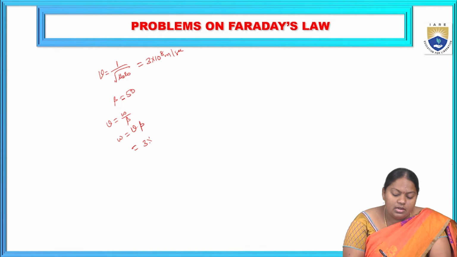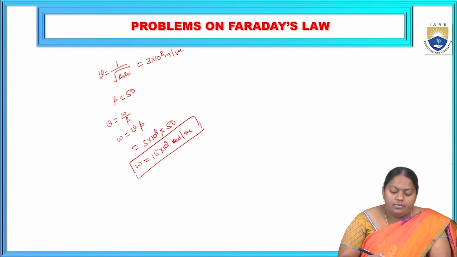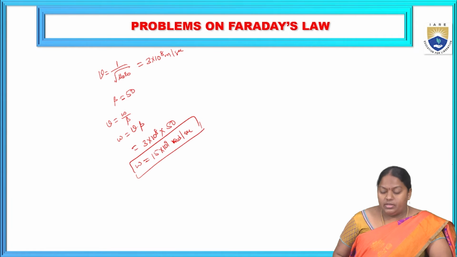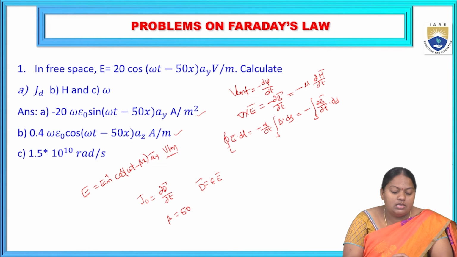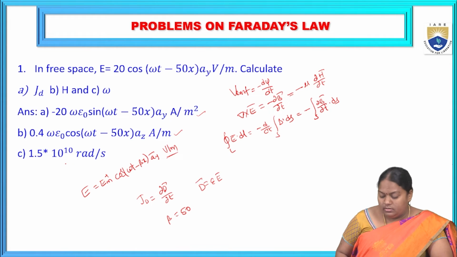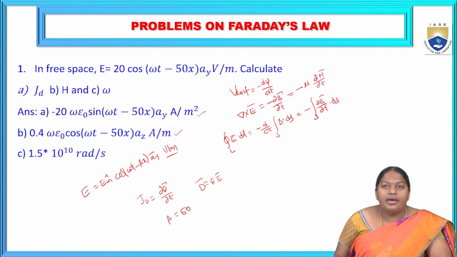Velocity is given as 3 × 10^8 and β as 50, which gives 15 × 10^9 radians per second. That is the angular frequency value, 1.5 × 10^10 radians per second, or 15 × 10^9 radians per second. This is the way: if the E value is given, then depending upon Faraday's law, we can solve for the H value and the displacement current density J_D, as well as the angular frequency ω.